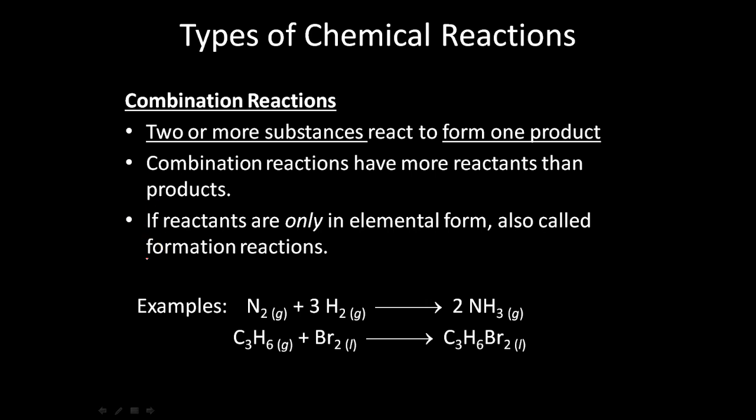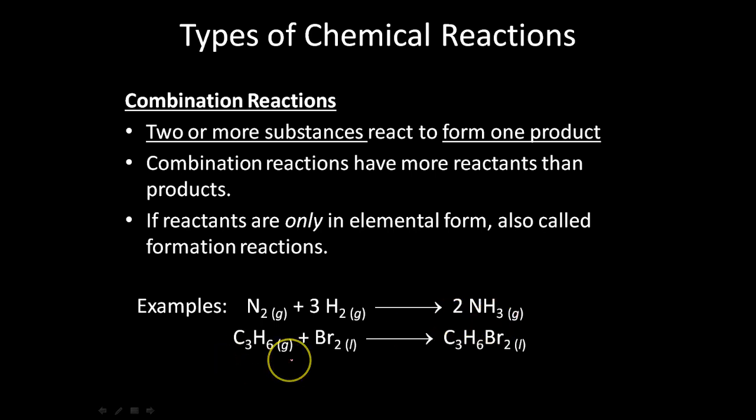is that if the reactants are only in elemental form, these reactions are a special type of combination reaction called a formation reaction. So the example down here is this first one here. We have molecular nitrogen, which is how nitrogen exists in nature. Notice it's in the gaseous form. Nitrogen also exists at standard temperatures and pressures in gas phase N2. Hydrogen, it's the same thing. Gaseous, and it's also a diatomic, so it exists like that. So this right here is actually the formation reaction for ammonia.